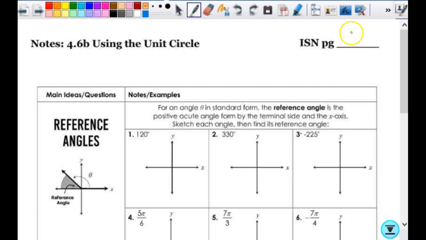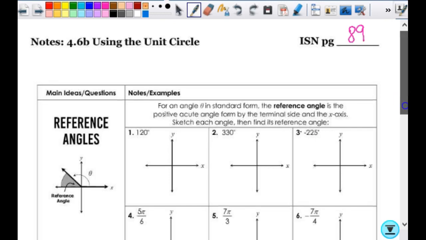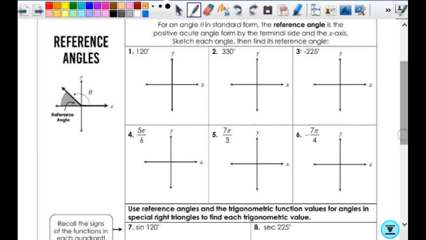Okay, this is going on page 89 when we're done. And we're going to look at reference angles. Part of this is a review. We've already talked about reference angles. That was before Christmas, though, so we're going to talk again. And I will just tell you right now, reference angles are super easy. If they're difficult to you, you're making them way harder than they need to be.